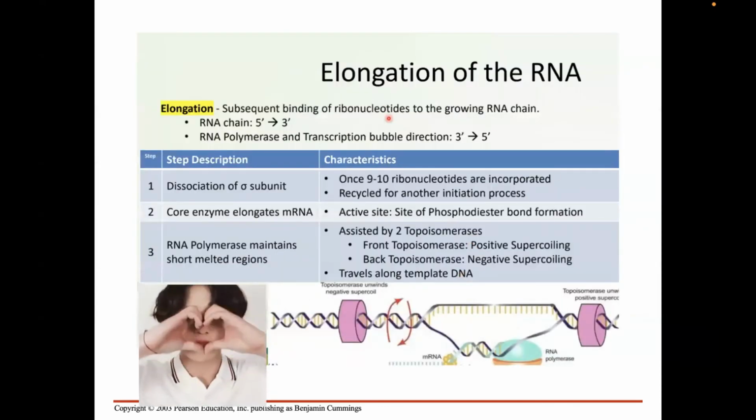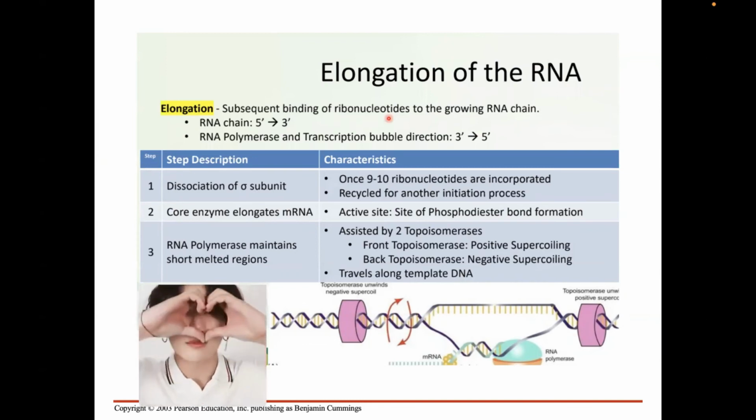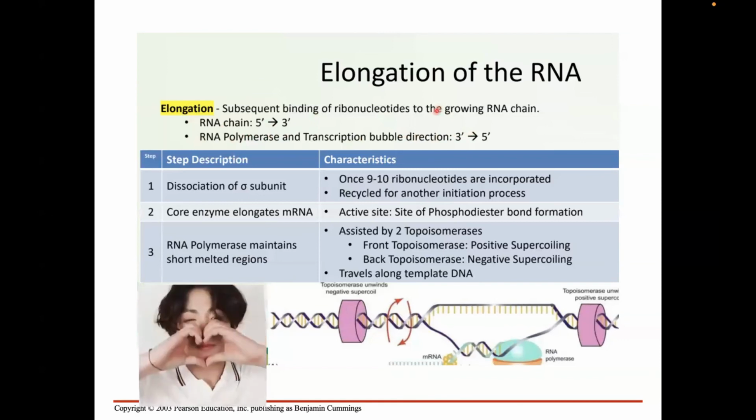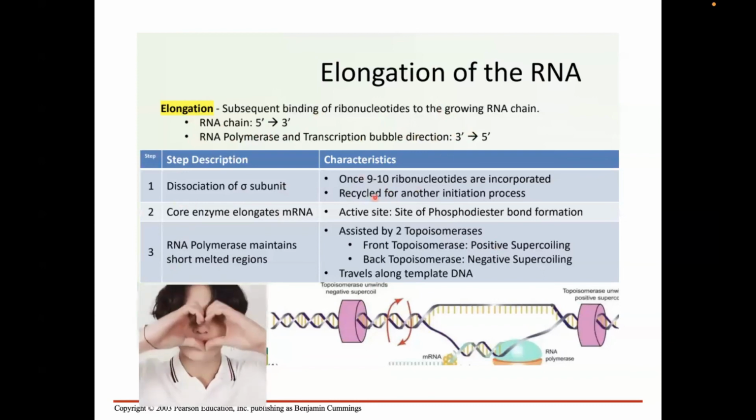Next naman, kung tapos tayo sa initiation, meron tayong tinatawag na elongation, yung pangalawang major process. Elongation is the subsequent binding of ribonucleotides to the growing RNA chain. So yung RNA chain natin, it will be read from 5' to 3'. And then the RNA polymerase and transcription bubble direction will be from the 3' end to the 5'. And these are the step descriptions and then their characteristics.